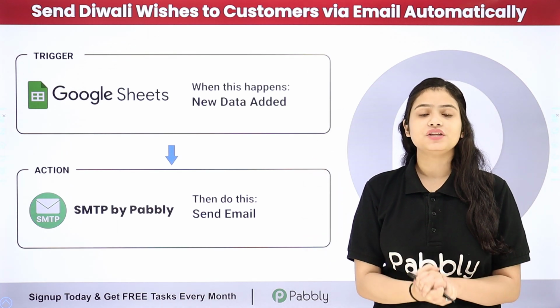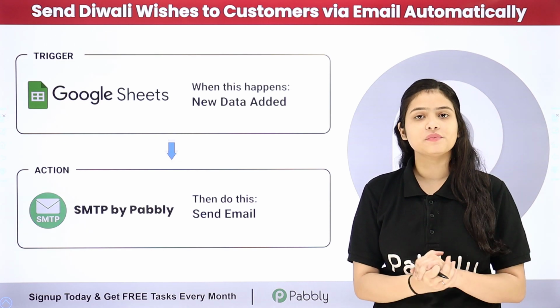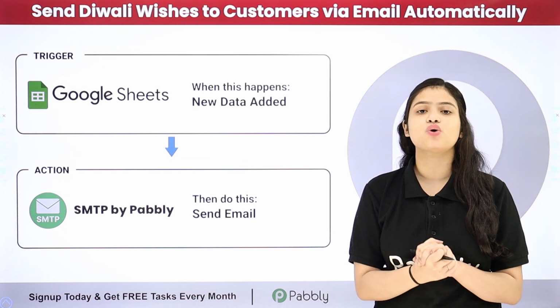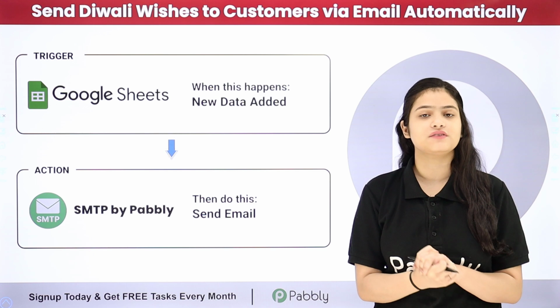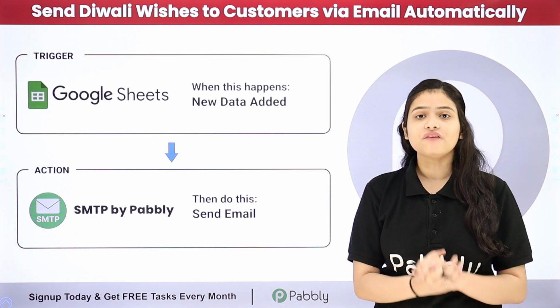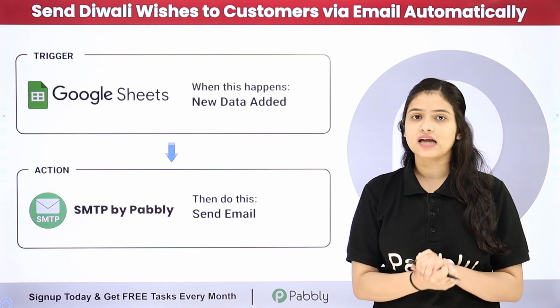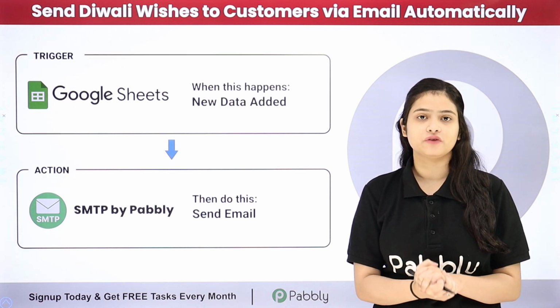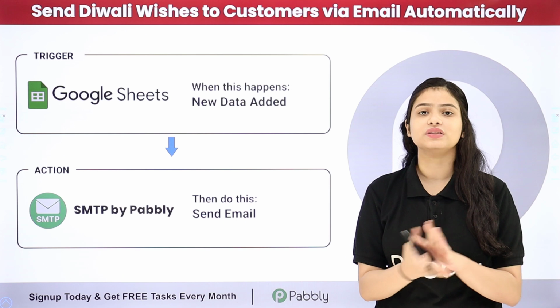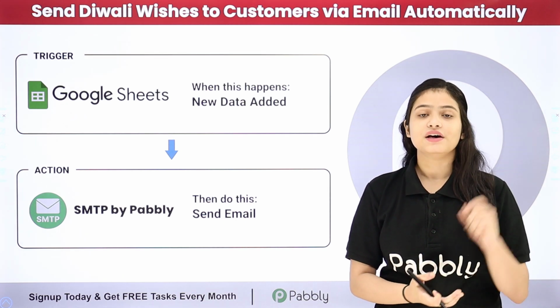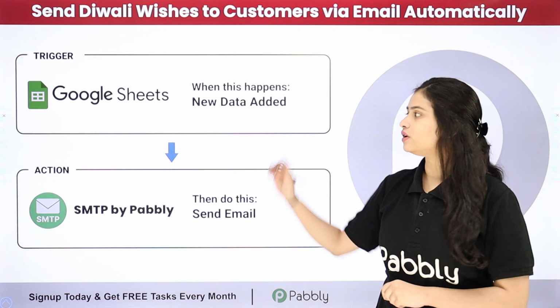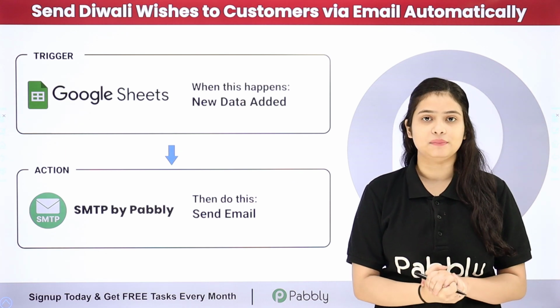So over here I am managing an e-commerce store, and to promote my business I want to send Diwali wishes to all my customers along with some festive discount offers. Now I have the details of all my customers in Google Sheets, and I am going to automate this entire process of sending emails to each of them with the help of Pabbly Connect, that too without any coding and programming skills. So over here I am going to build a connection between Google Sheets and SMTP by Pabbly.